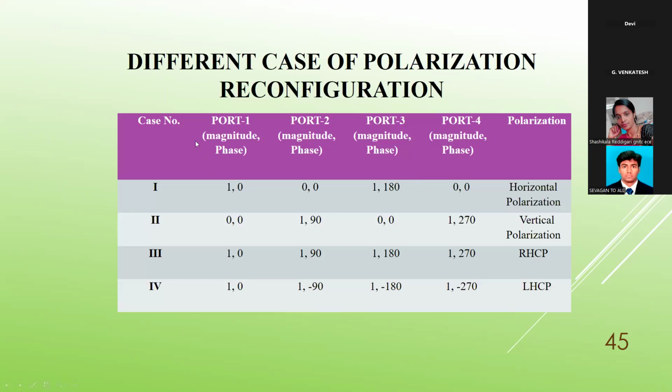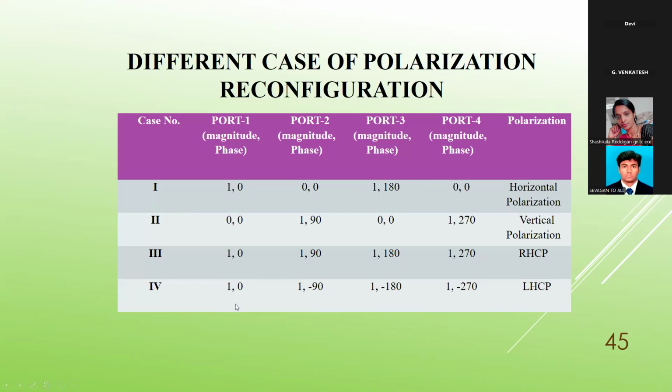So here is the performance table where we can see case 1: port 1 provides magnitude and phase 1∠0, port 2 0°, port 3 180° and 0°, it gives horizontal polarization. Similarly 0°, 1∠90°, 0°, 1∠270° gives vertical polarization. These horizontal and vertical are linear polarization, and case 3 gives 1∠0, 1∠90, 1∠180, 1∠270, RSCP.